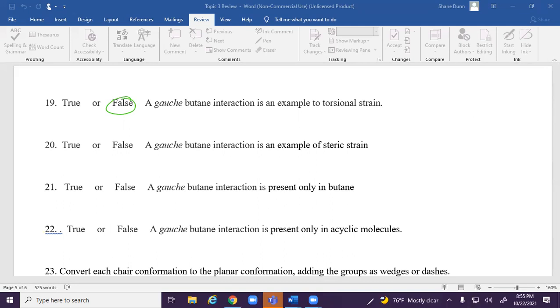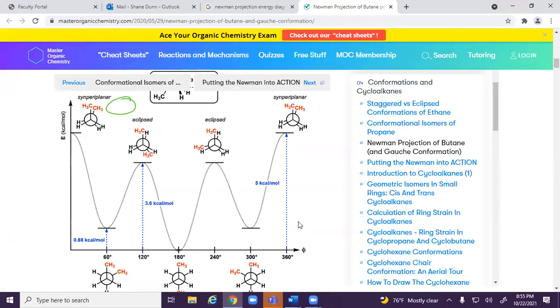If I go back to this diagram, one second, I heard a voice. Anyone on the Zoom sits on it? Okay, now. So just a little bit of energy, just a little bit, right here comes from the steric strain of these carbons. Correct? What makes this guy so much higher is it has torsional and steric strain.